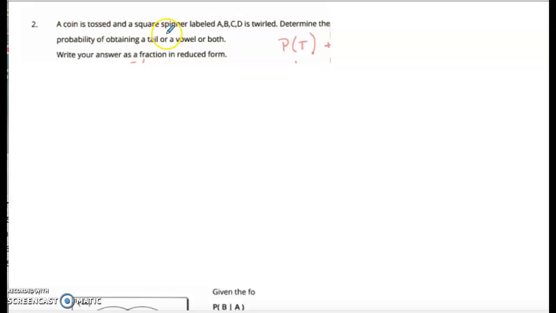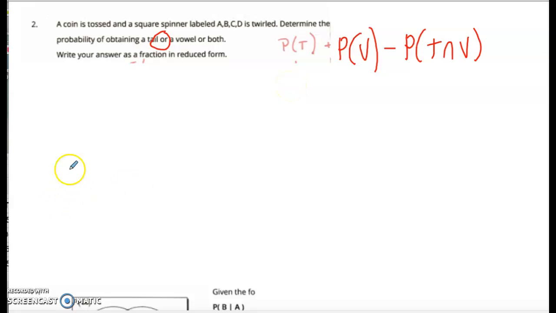And so again, this "or" means add. So there's a couple ways to do it. One would be to find the probability of getting a tail in the situation, and then "or" means add, so plus the probability of getting a vowel. But if that could occur simultaneously, a tail and a vowel, I would have to subtract that overlap because otherwise the tail and vowel situation is being counted in both of these scenarios.